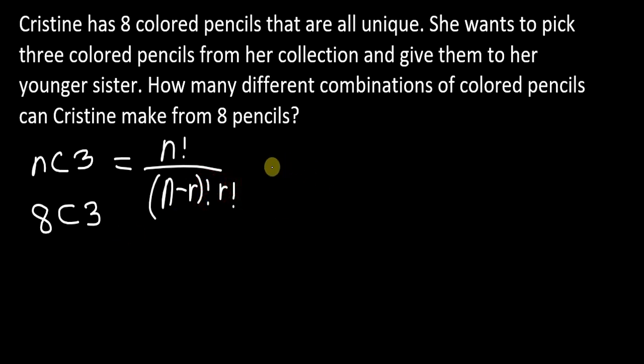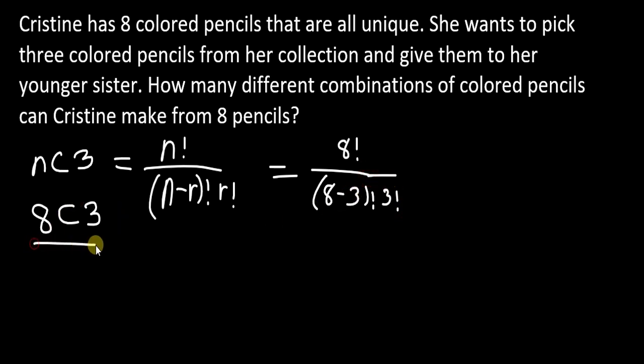Okay, so substitute natin. So, n is 8. So, that is 8 factorial over 8 minus r, r is 3 kasi pipili siya ng 3, over 3 factorial. Kung may scientific calculator ka, pwede mo lang i-input ito, 8C3, or ito, 8 factorial over 8 minus 3 factorial, 3 factorial. Pero kung wala, solve natin. So, it is equal to 8 factorial over 8 minus 3, that is 5. So, it is 5 factorial, 3 factorial.